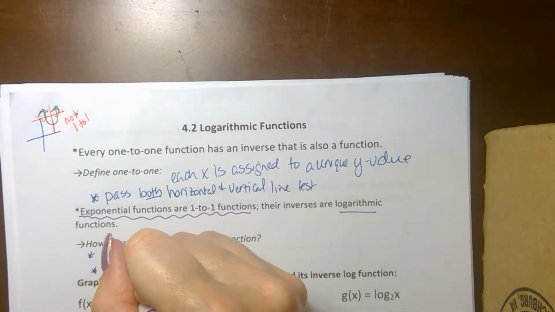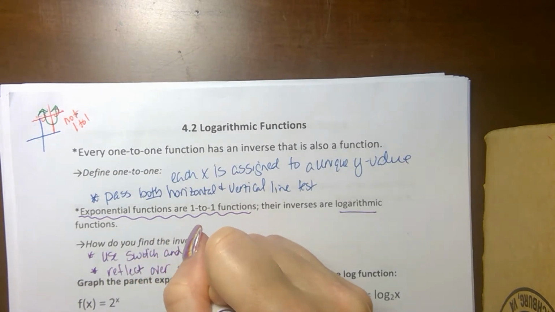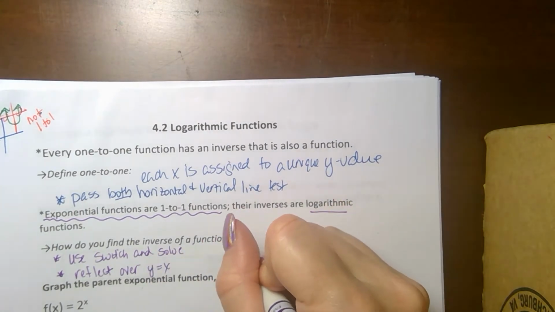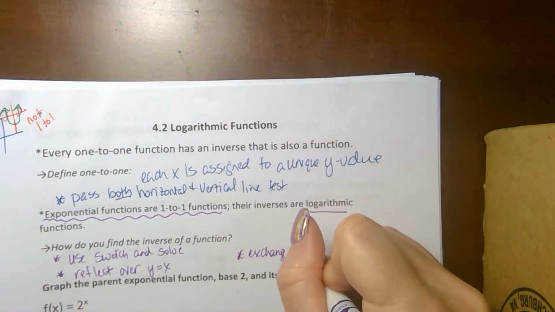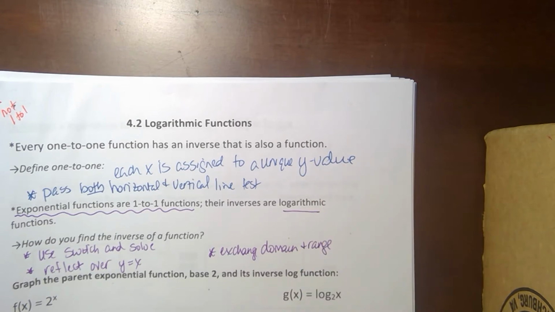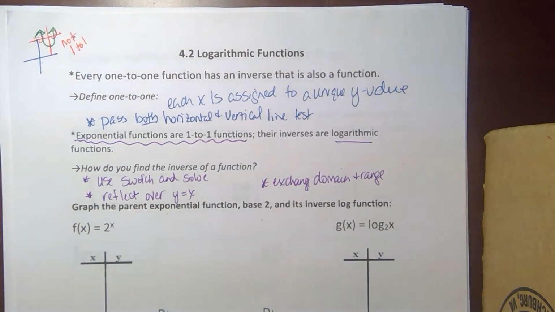Or you could think about reflecting it over the line y equals x, that positive diagonal line. Or you could exchange literally the domain and range, so the x and y columns. Or if you have a set of points, you could switch out the x and y and graph the corresponding inverted points. Okay. Graph the parent exponential function, base 2, and its inverse log function. So my parent exponential function is base 2, and the inverse log function is also base 2, but that base shows up in a different place. Now the base is down at the base of the log statement.